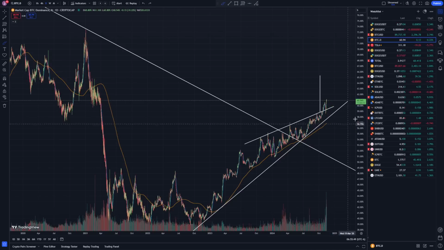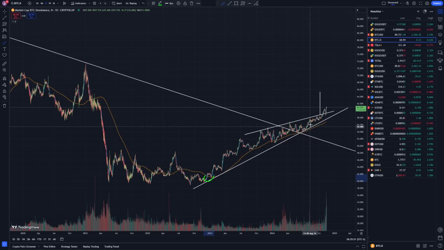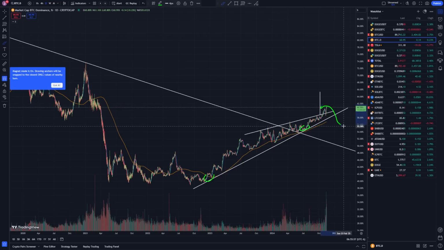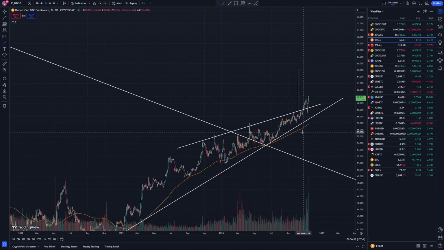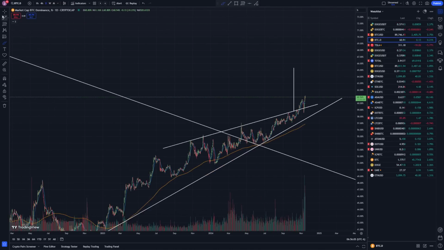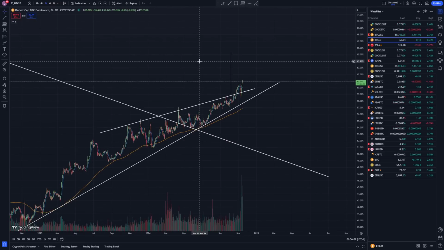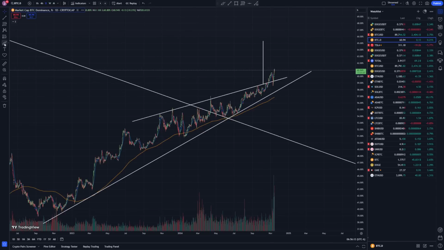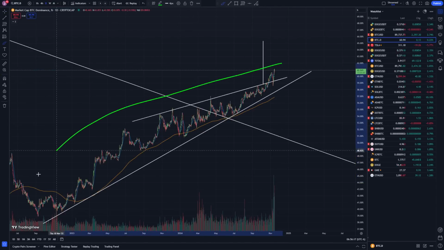We have support, and we actually broke to the upside. But if we get resistance and start heading down and we do break this support, then there might be an altcoin season, which means the altcoins just start going nuts even more than they have been. So right now Bitcoin is definitely performing good. It's definitely been the dominant coin all in this area.